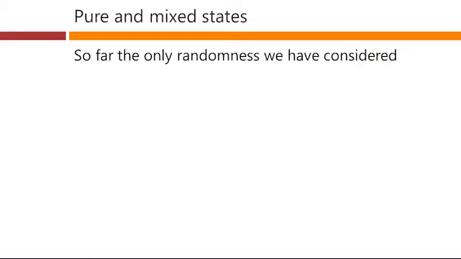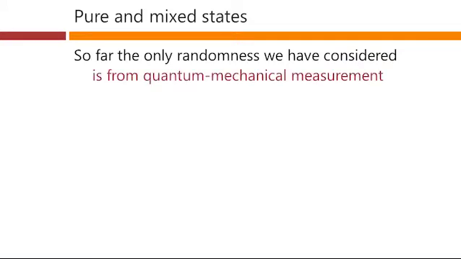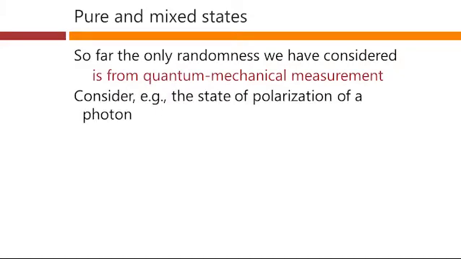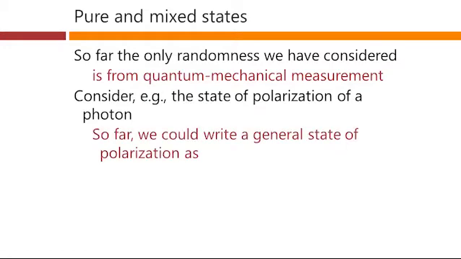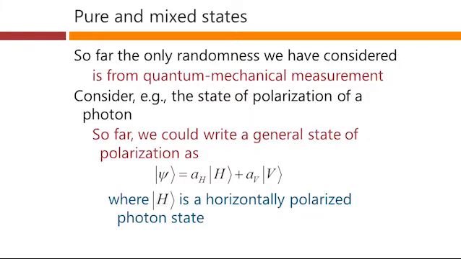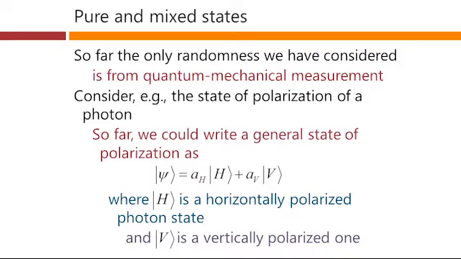So far, the only randomness we've considered is from quantum mechanical measurement. Consider, for example, the state of polarization of a photon. So far, we could write a general state of polarization as this kind of expression. Here, H would represent a horizontally polarized photon state, and V would represent a vertically polarized one. And we could write down a general state of polarization of a photon as some complex number, perhaps, times the horizontal polarization state, plus another complex number times the vertical polarization state.